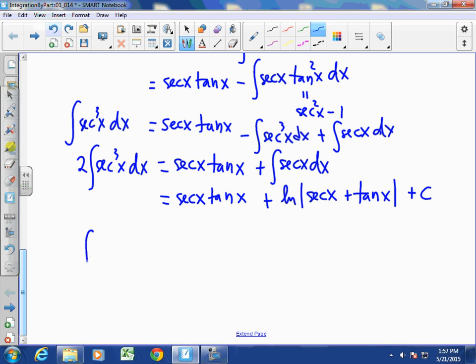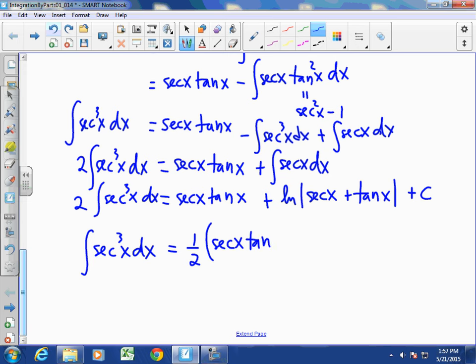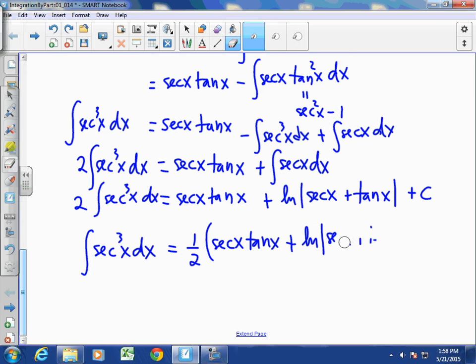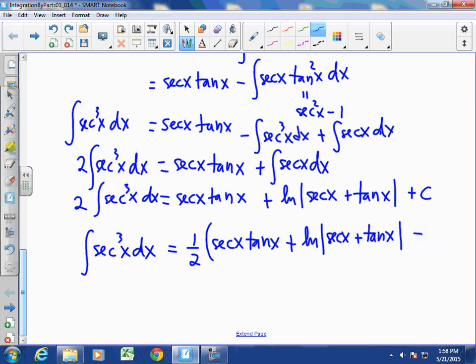So this is secant x tangent x. Dividing both sides by 2, the integral of secant cube x dx becomes 1/2 of secant x tangent x plus ln of secant x plus tangent x, plus a constant. Parenthesis close here.